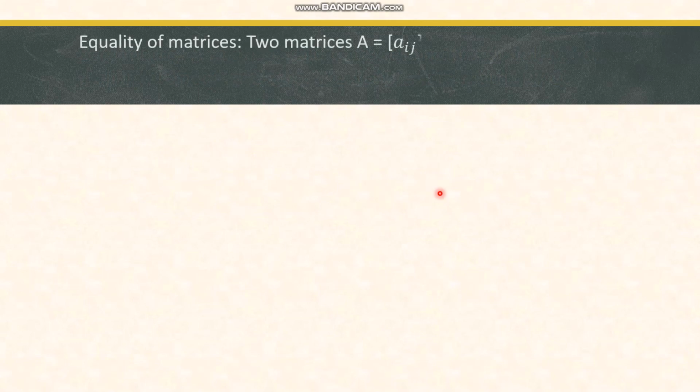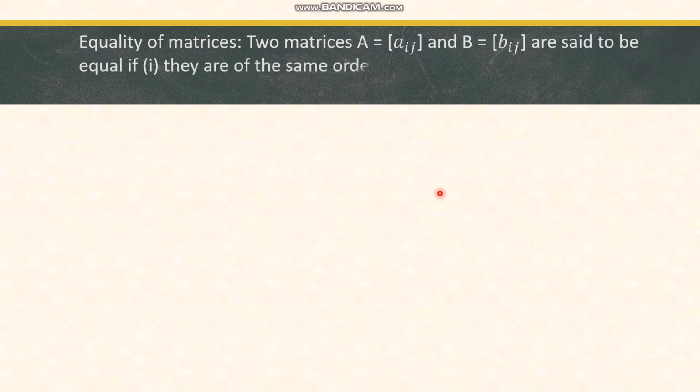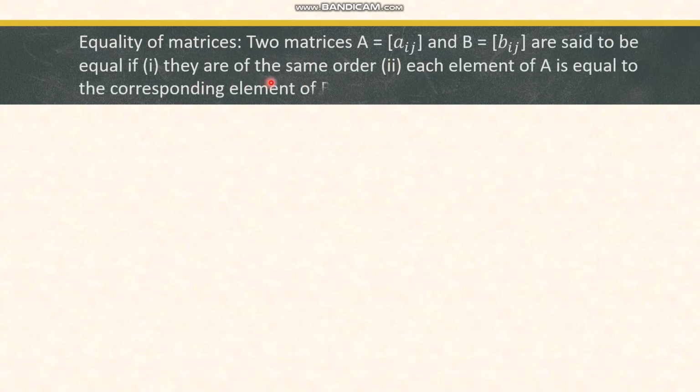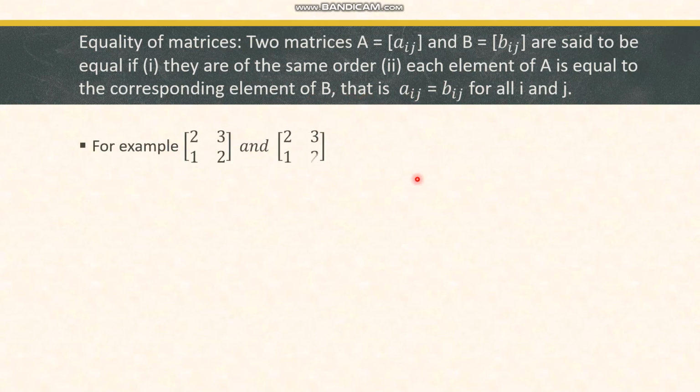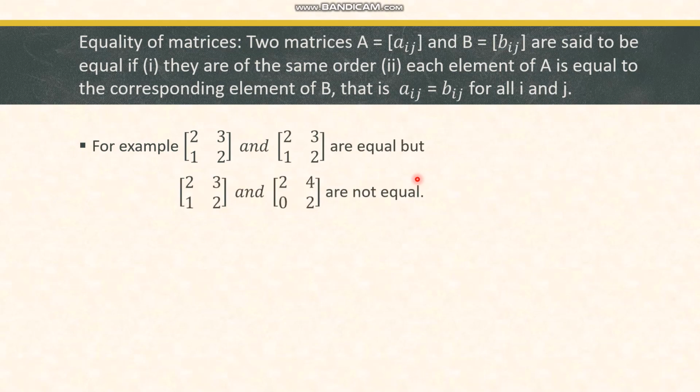The next is equality of matrices. Two matrices A and B are said to be equal if they are of the same order, and secondly, if each element of A is equal to the corresponding element of B. For example, if you see [2 3; 1 2] and [2 3; 1 2], they are equal, but [2 3; 1 2] and [2 4; 0 2] are not equal, because this element is not equal to this element, and this element 1 is not equal to 0. So these two matrices are equal, but these two matrices are not equal.